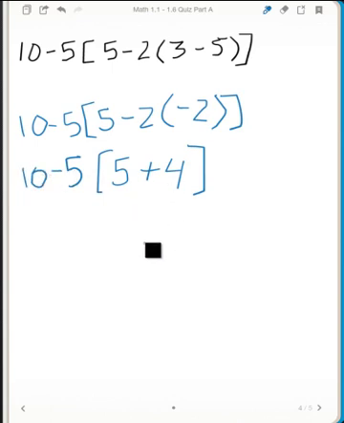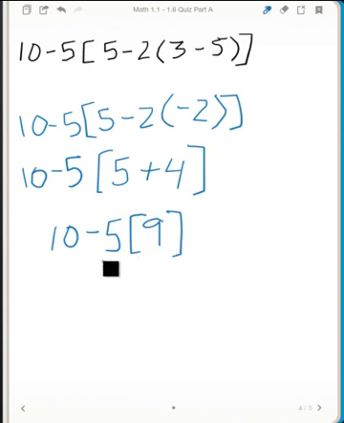Okay? Again, do the square brackets, 5 plus 4, that's 9. Write everything else afterwards. Then negative 5 times by 9, because I have to do my multiplication before I do my subtraction. That's going to give me negative 45. And then 10 minus 45 is going to give me negative 35.